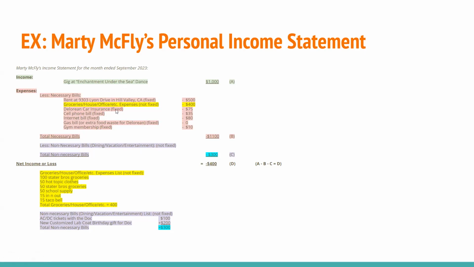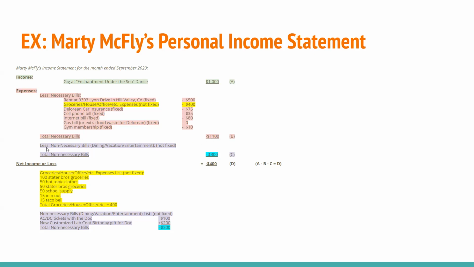Going down the list, he's got insurance, negative 75, cell phone bill, negative 35, these are all fixed, internet bill, 80, gas bill, 0, gym membership, 10. So all these bills, 500, 400, 75, 35, 80, 10, that came out to 1100. So you can already tell he's down 100, which doesn't include unnecessary bills. So he can work on that, right?